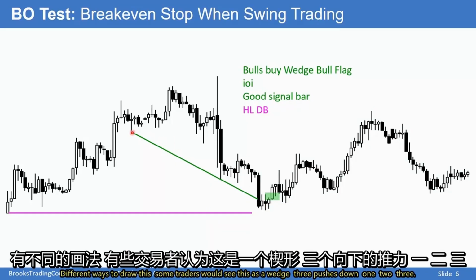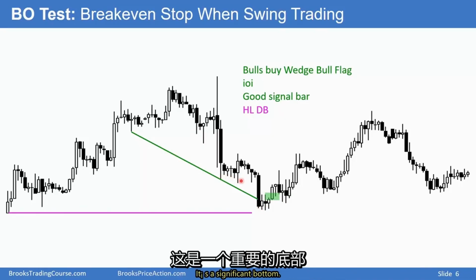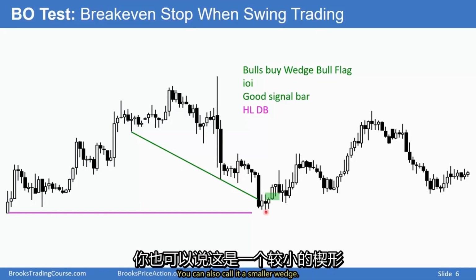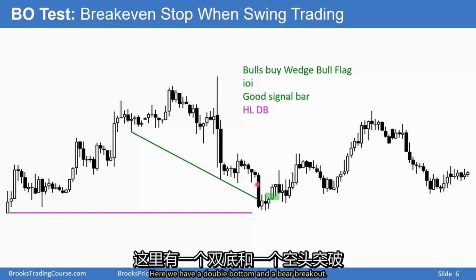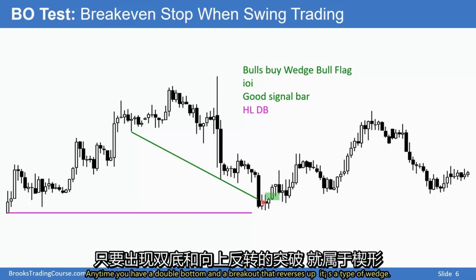Different ways to draw this. Some traders would see this as a wedge, 3 pushes down, 1, 2, 3. I know this is a small push down, but it led to a big reversal up. It's a significant bottom. And then we're also testing this prior low. You can also call it a smaller wedge here. We have a double bottom and a bear breakout. So you have 3 pushes down, 1, 2, 3. Anytime you have a double bottom and a breakout that reverses up, it's a type of wedge.